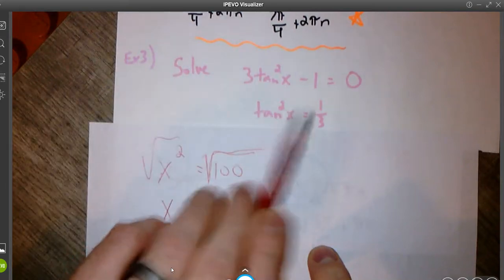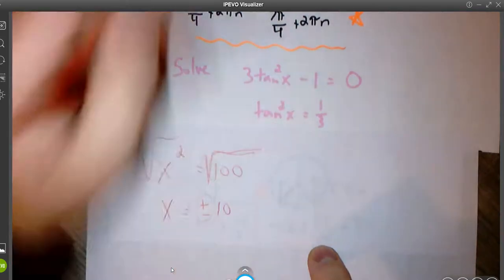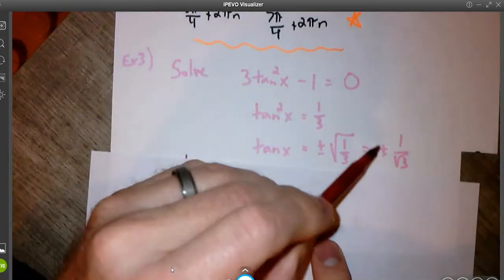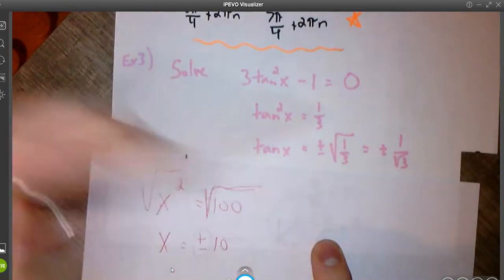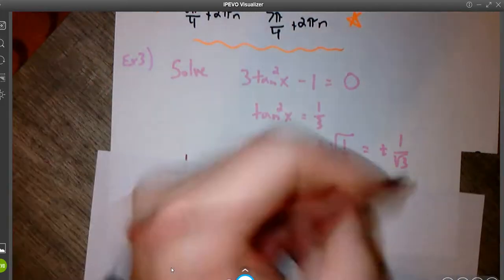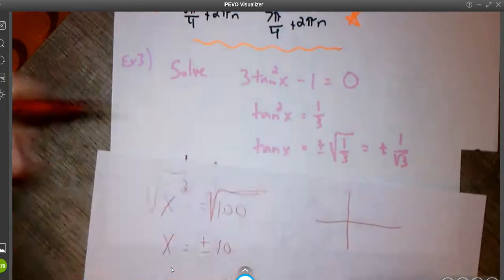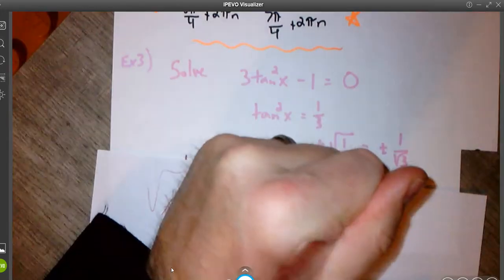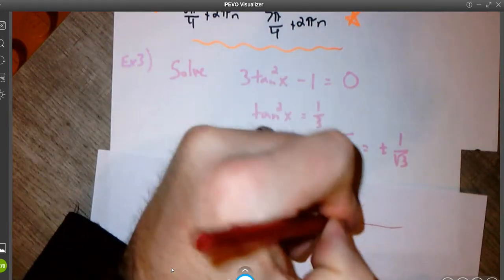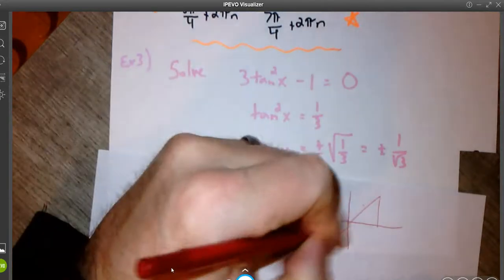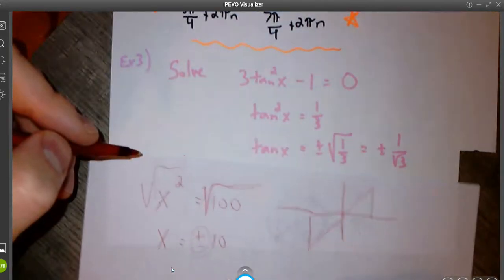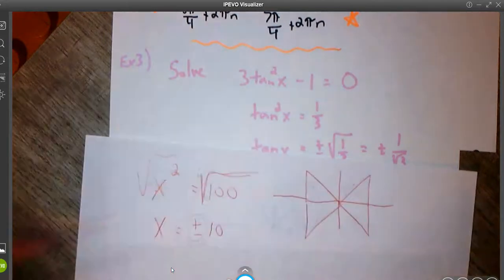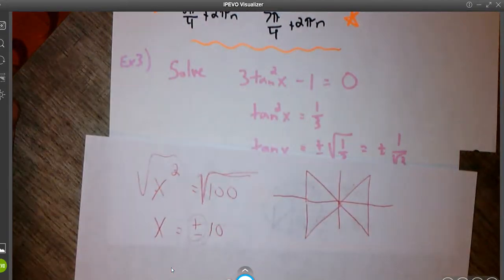When we take the square root of both sides, I can put plus or minus in front of my answer right here. So the tangent of x will equal plus or minus root 1 over root 3. That actually gives us 4 triangles, right? It's asking us, when is tangent positive? Well, tangent is positive, all students take calculus. Tangent's positive here, and tangent's positive here. Okay, but when is tangent negative? Well, tangent's negative here, and tangent's negative here. It kind of looks like a TIE fighter from Star Wars. I usually call them that.